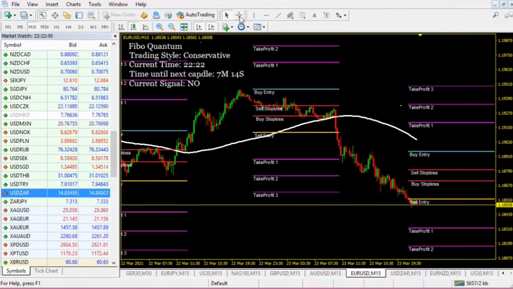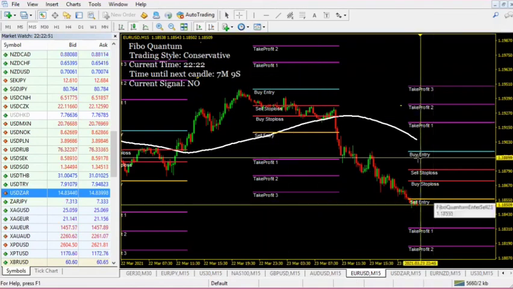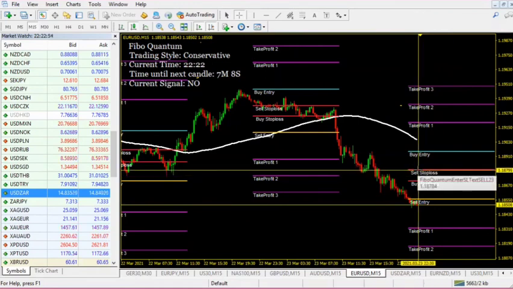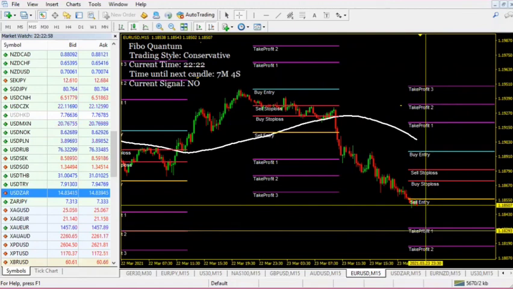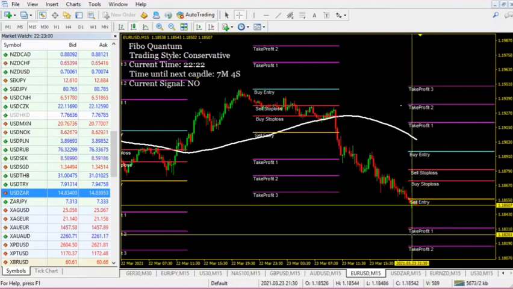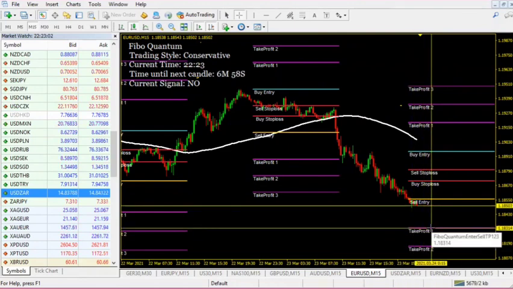So once you got the sell entry, what do you need to do? You need to put your stop loss. Where do you put your stop loss? You put your stop loss where it says sell stop loss. That level there, that's where the stop loss is. And then where do you put your take profit 1? You put your take profit 1 where it says take profit 1. You put it right there.